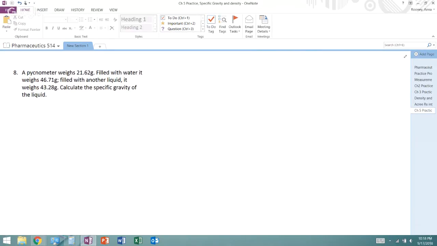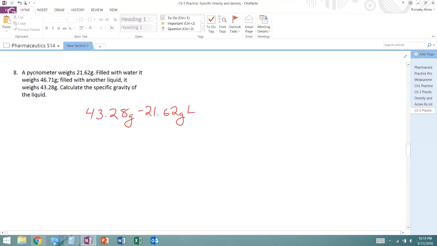All right, a pycnometer weighs 21.62 grams. Filled with water, it weighs 46.71. Filled with another liquid, it weighs 43.28. Calculate the specific gravity of the liquid. So we have the liquid and the pycnometer, I believe that's how you pronounce it. And then you've got to find the difference.